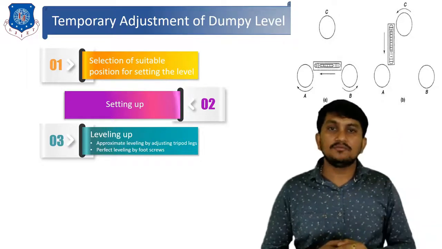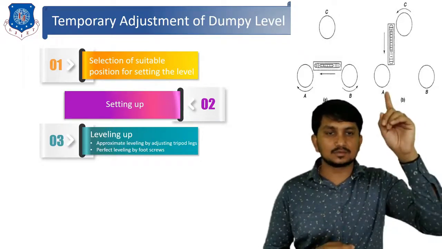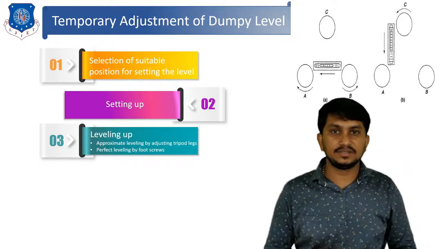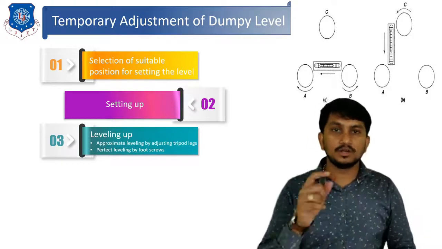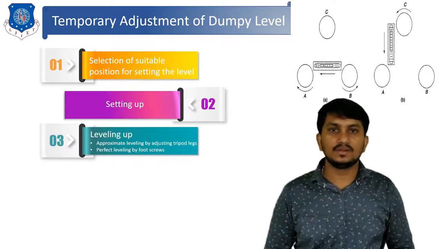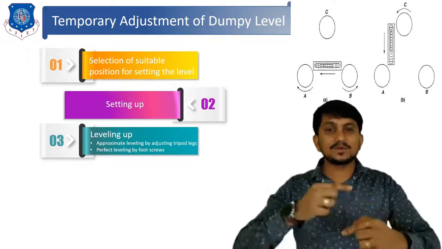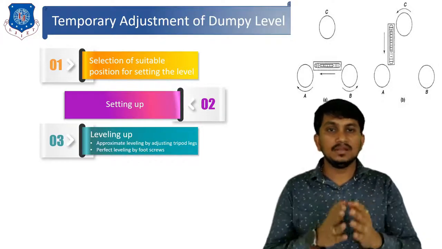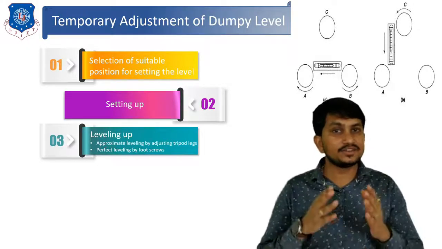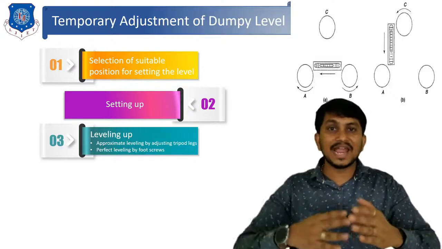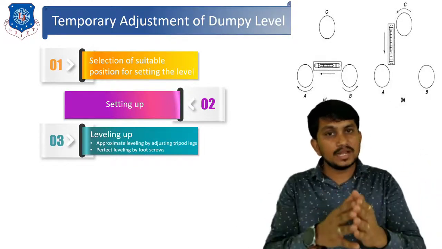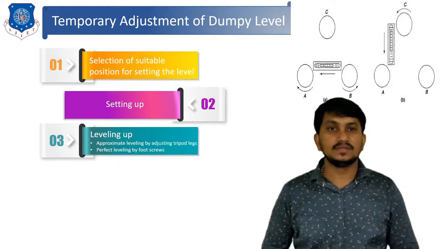After this, we turn screw C in clockwise or anti-clockwise direction, such that the bubble in the bubble tube is brought to the center position. If we continue these processes one by one, we can achieve the bubble exactly in central position in the bubble tube at any position of the telescope. This is called perfect leveling.